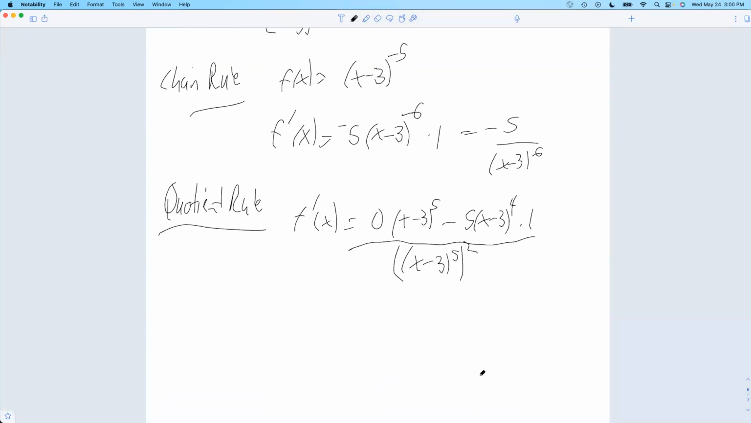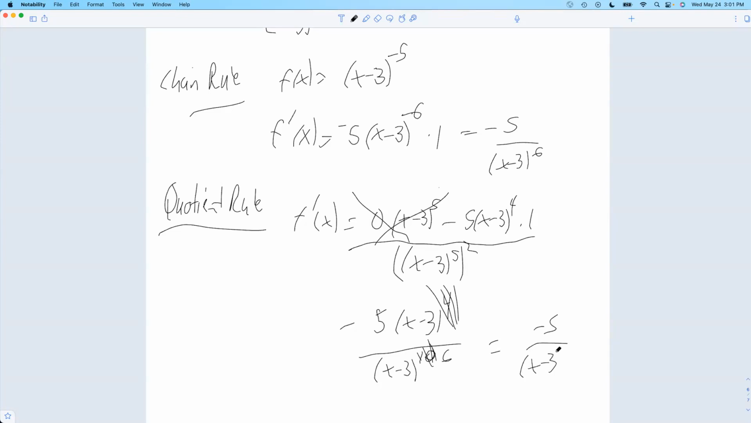Okay, let's clean that up. 0 times anything is 0, so all of that disappears. I get negative 5 times x minus 3 to the fourth over x minus 3 to the tenth. Rules of exponents. A power raised to a power, you multiply. Next, rules of exponents. When you're dividing, you could subtract. Or you could think of this like I've got 4 on top and 10 on the bottom. I'm going to cancel out all 4 of those, leaving 6 on the bottom. Hey, that's the same thing I got here.